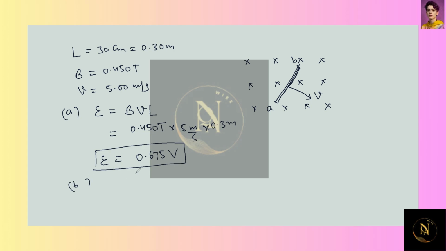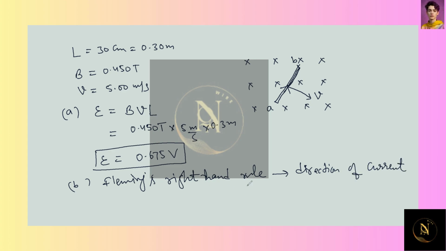Now, in the second part of the problem, we have to find which end of this rod, A or B, will be at a higher potential. So, when we apply Fleming's right hand rule, we get to know the direction of current induced will be from A to B.